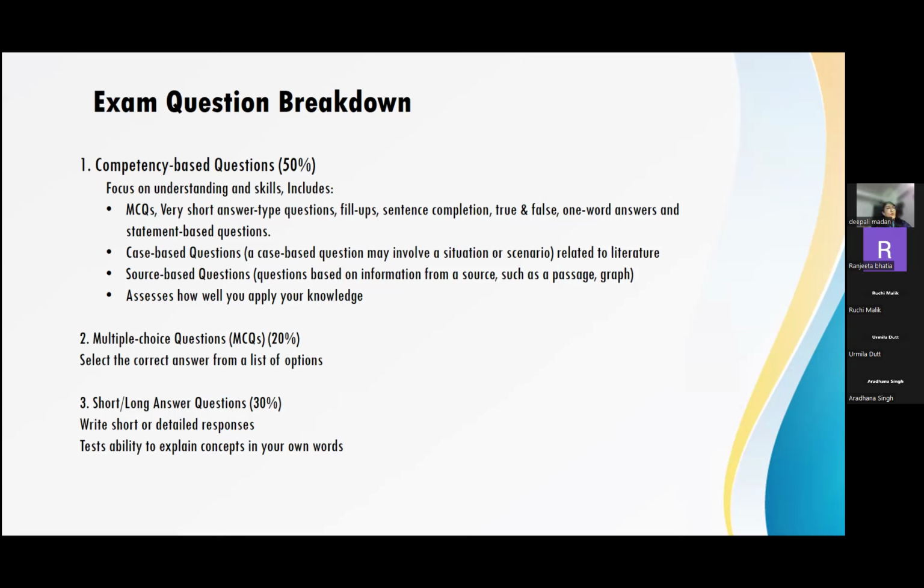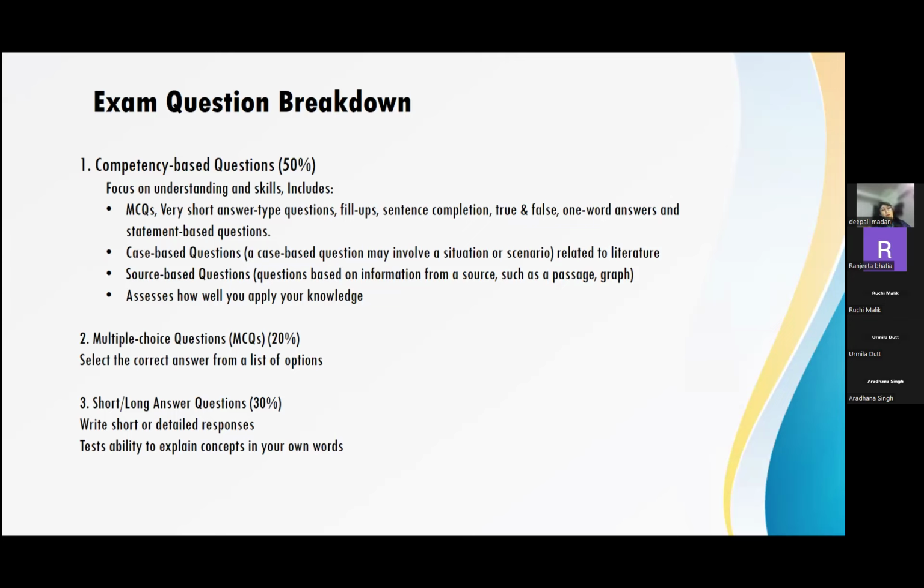We also have source-based questions. Now, they are based on the information that is provided through a particular source. If I talk about reading comprehensions, they are source-based questions. So all these kinds of questions should be included, and we basically assess how children are going to apply their knowledge.